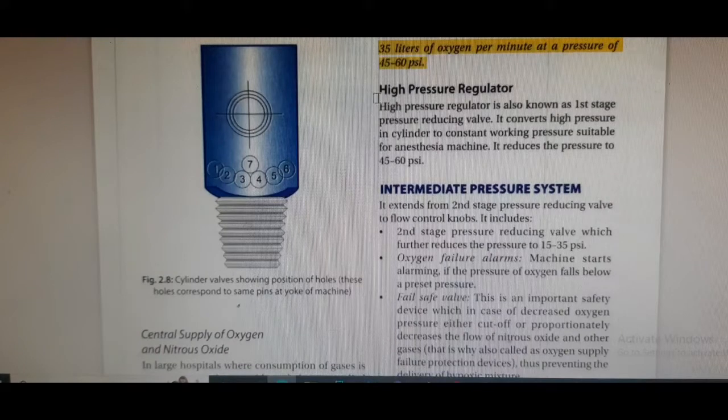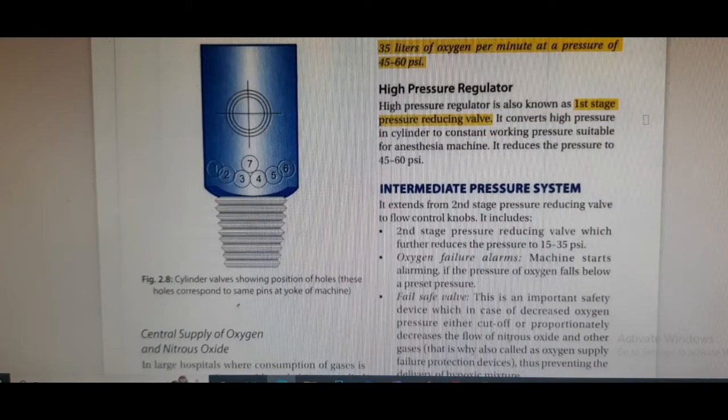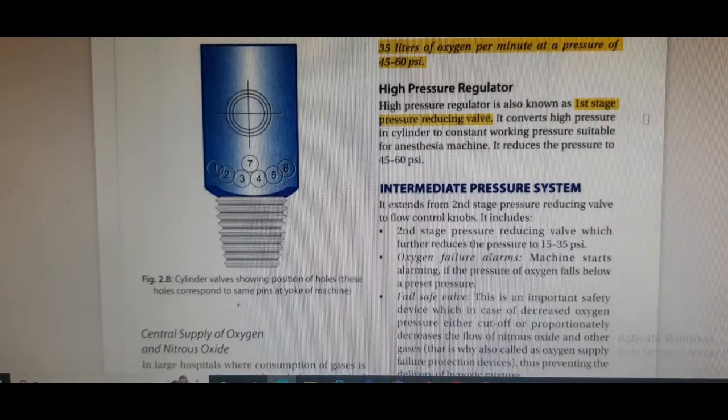Moving to the next one, the high pressure regulator. This high pressure regulator is the first stage pressure reducing valve. You can't directly give around 60 psi to the patient. The pressure of the gases cannot be directly given to the patient, so it has to be reduced. This reducing work is given to the high pressure regulators. There are two different stages of pressure reducing valves.